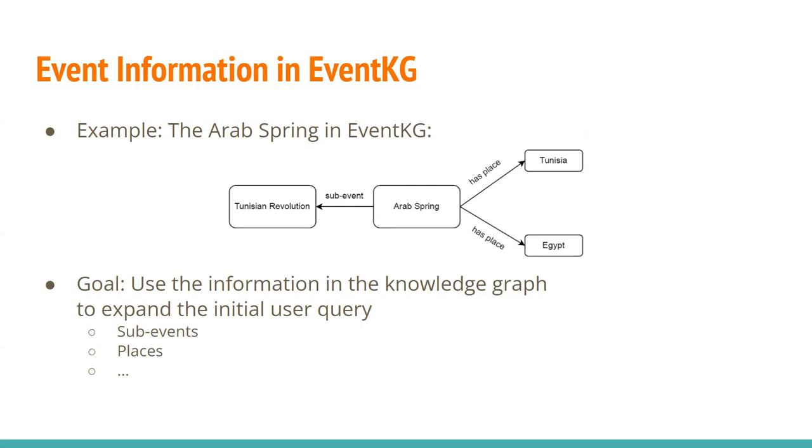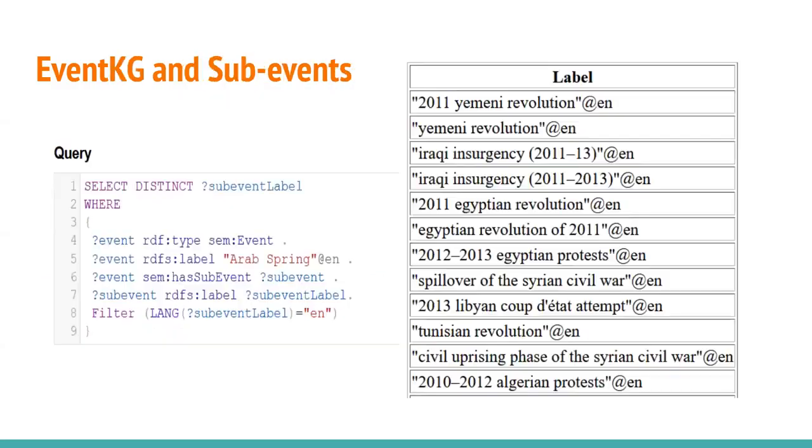Let me show another example of events and how the related information are presented in EventKG knowledge graph. In this example, the main event is Arab Spring, and using has place and sub-events relations, we could find Tunisia and Egypt as two of the locations and Tunisian Revolution as one of the sub-events of this event. The main idea behind using event-centric information from EventKG knowledge graph is to expand the initial user query, which is an event in this research.